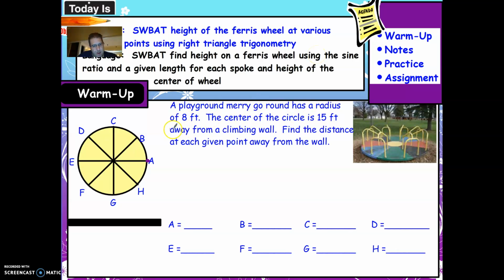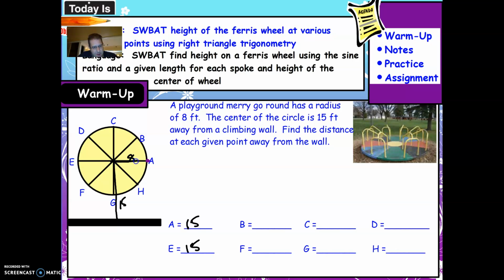A playground merry-go-round has a radius of 8 feet and a center that's 15 feet high. Find the distance at each given point. So this is very much a warm-up of what we had done before. So we know that A is 15 feet high and so is E, because point A is the same height as the center of the Ferris wheel.